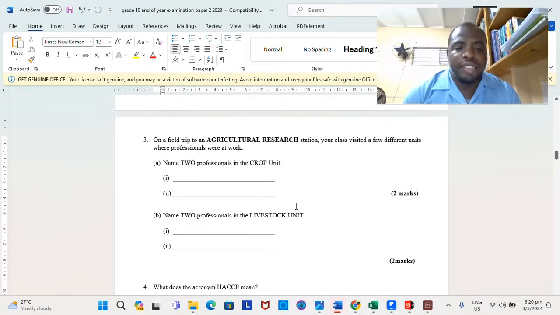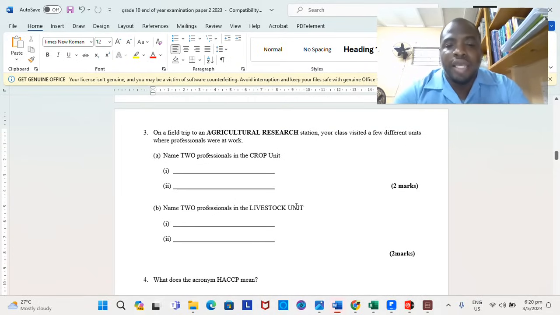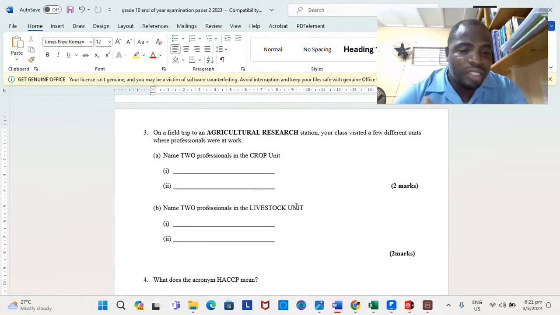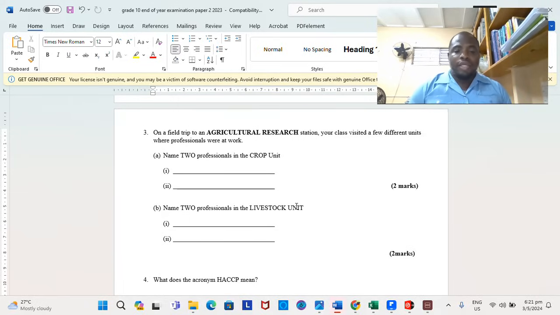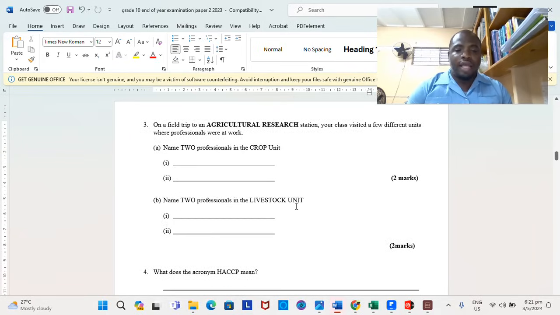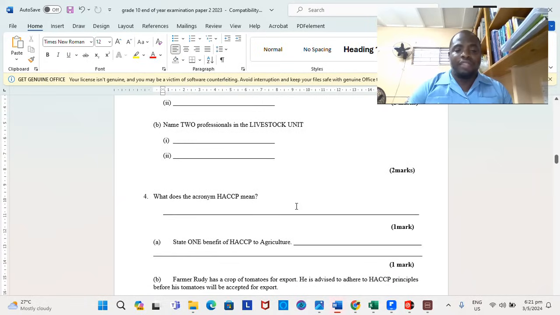It also says name 2 professionals in the livestock unit. You can see an animal nutritionist. Those persons will basically be the ones designing the feed. A veterinarian is one that looks at and treats diseases in animals. So those are some careers, some professionals that you may see in the livestock unit.